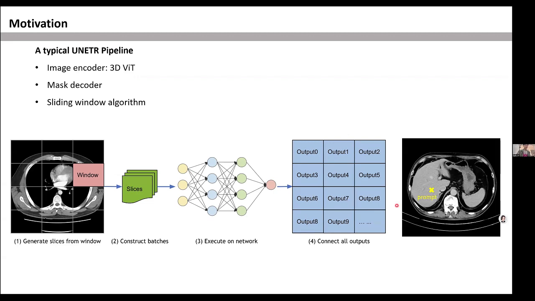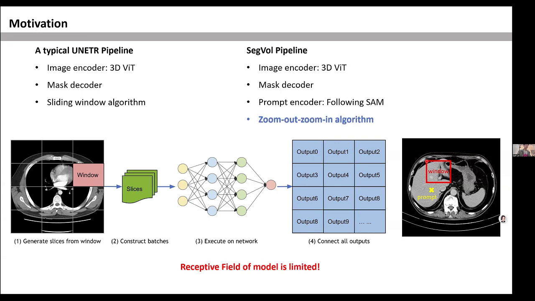But for our interactive segmentation task, for example, we get a prompt here, and if we still apply the simple sliding window algorithm, for example, we get a window here, we do not have the driving signal from the user, because in this window we do not have any prompts. So for our interactive model, that's a problem. That's our motivation to propose SegVol to solve this problem.